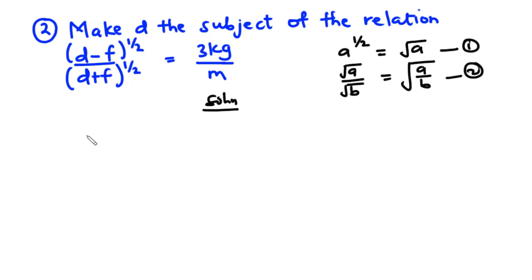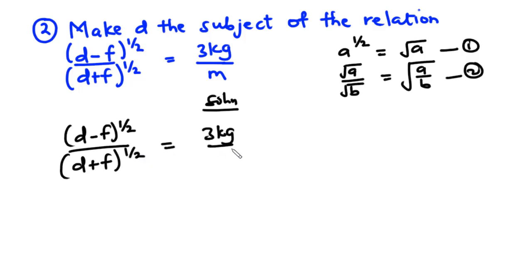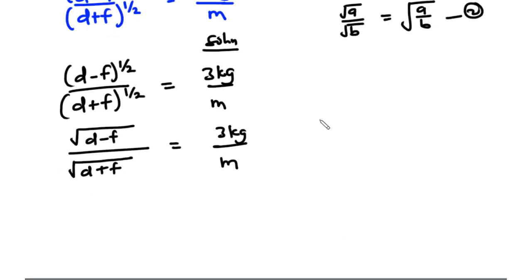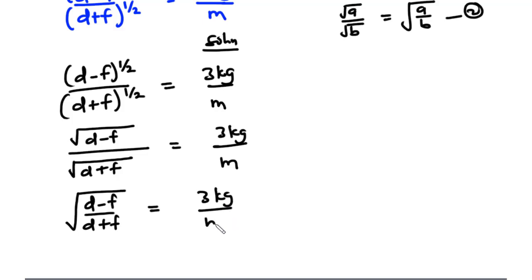So let's rewrite the question. So we have d minus f exponent 1 over 2 divided by d plus f exponent 1 over 2 equals 3 kg divided by m. Now we are going to apply the first property. So since we have d minus f exponent 1 over 2 and then d plus f exponent 1 over 2, we are going to replace them with the square root. So we have the square root of d minus f divided by the square root of d plus f, and that's equal to 3 kg divided by m. Now let's simplify this so that we have the bigger square root. So we have the bigger square root where we have d minus f divided by d plus f equals 3 kg divided by m. Now because we want to eliminate the square root, we are going to square both sides of the equation.